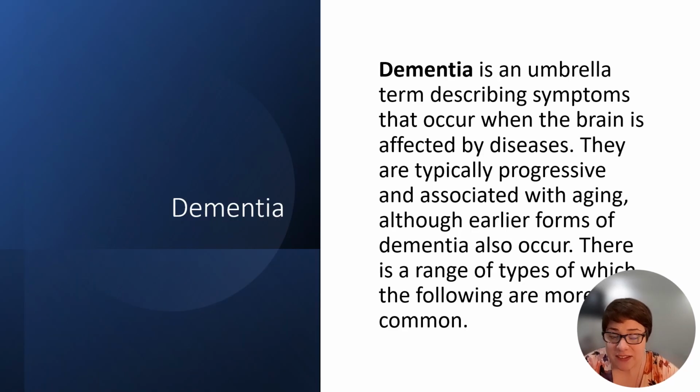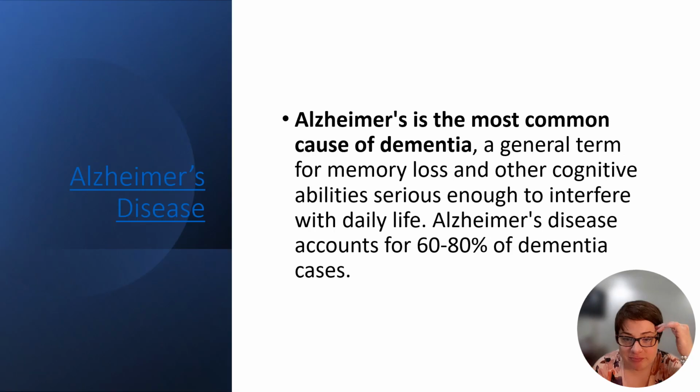So dementia is an umbrella term describing symptoms that occur when the brain is affected by disease. They are typically progressive conditions and often associated with aging, although earlier forms of dementia do occur. There is a range of types, of which the following are the most common. So Alzheimer's is the most common cause of dementia, and it accounts for 60 to 80% of dementia cases.